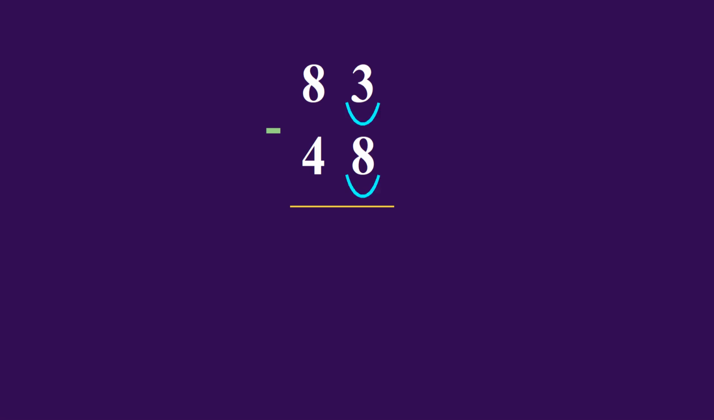3 minus 8. But I can't do it because 3 is smaller than 8. So we must borrow. You go to the 8 in the tens place and borrow 1 from it. So the 3 becomes 13 and 8 becomes 7. Now we have 13 minus 8, which equals 5.